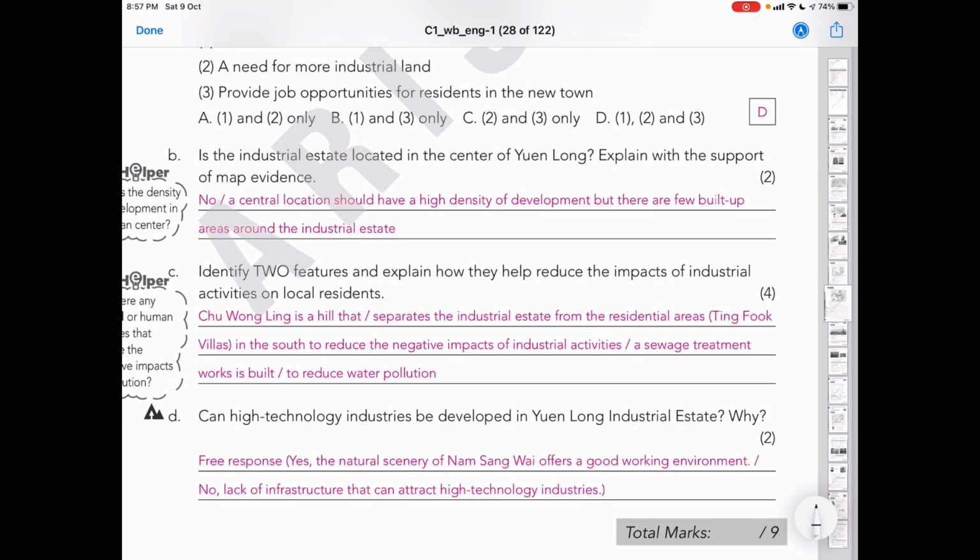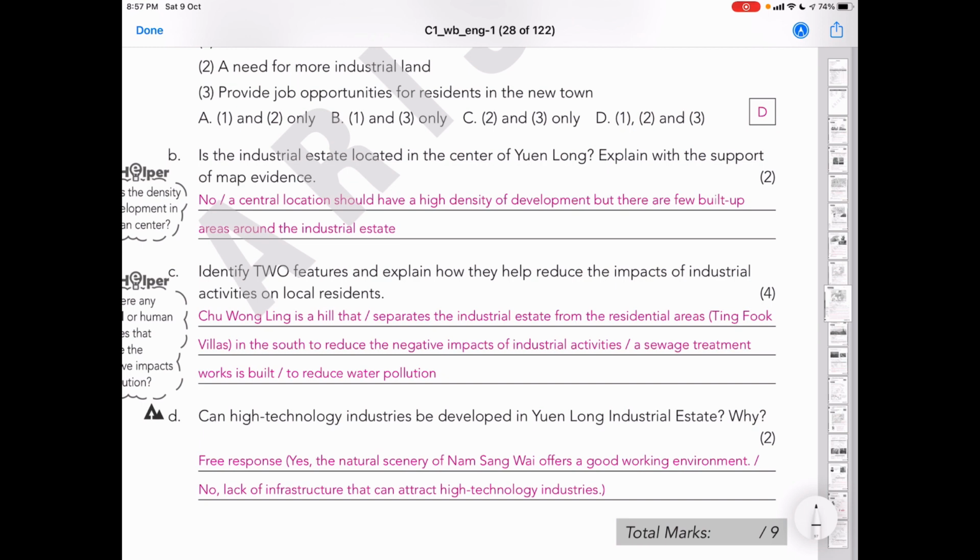And why is the industrial estate located in the center of Yuen Long? Explain with support of the map evidence. You've got to tell me some map evidence. Don't just tell me it is in the central. Full stop. It's not okay, because you're going to tell me why it is in the central.